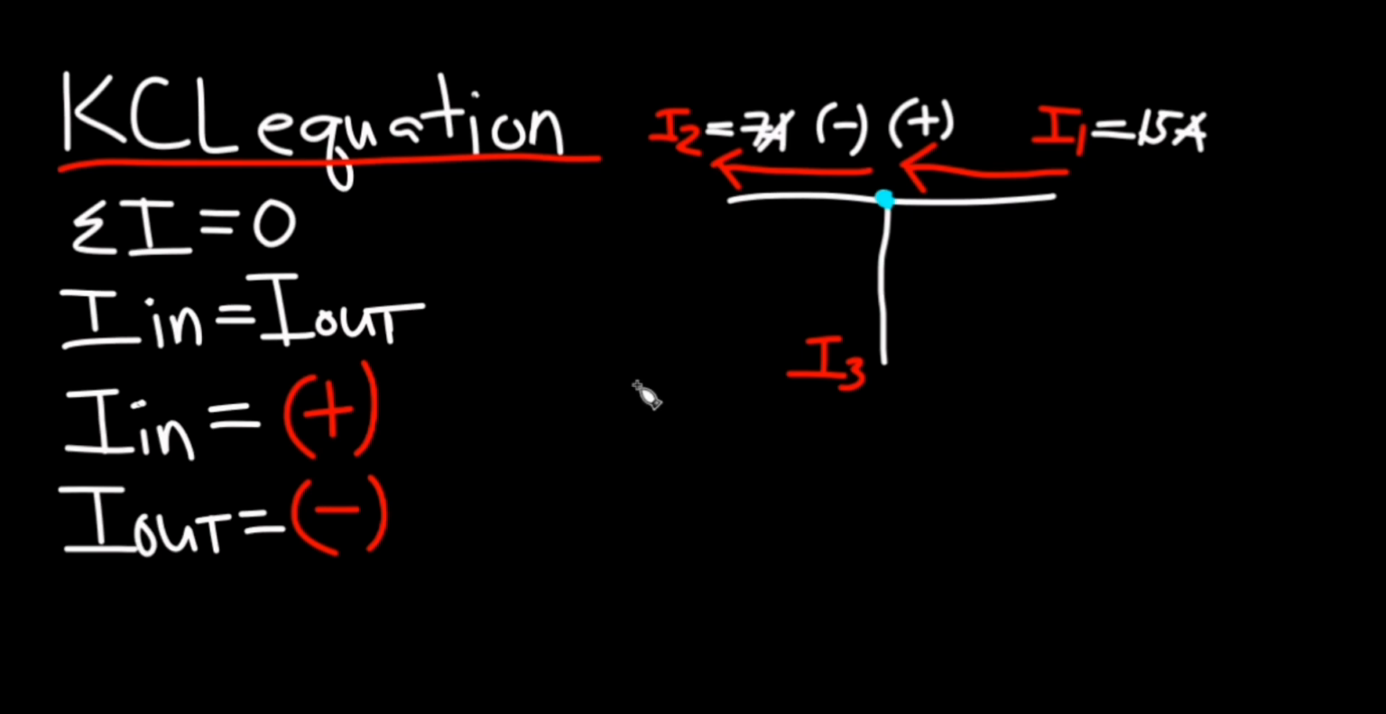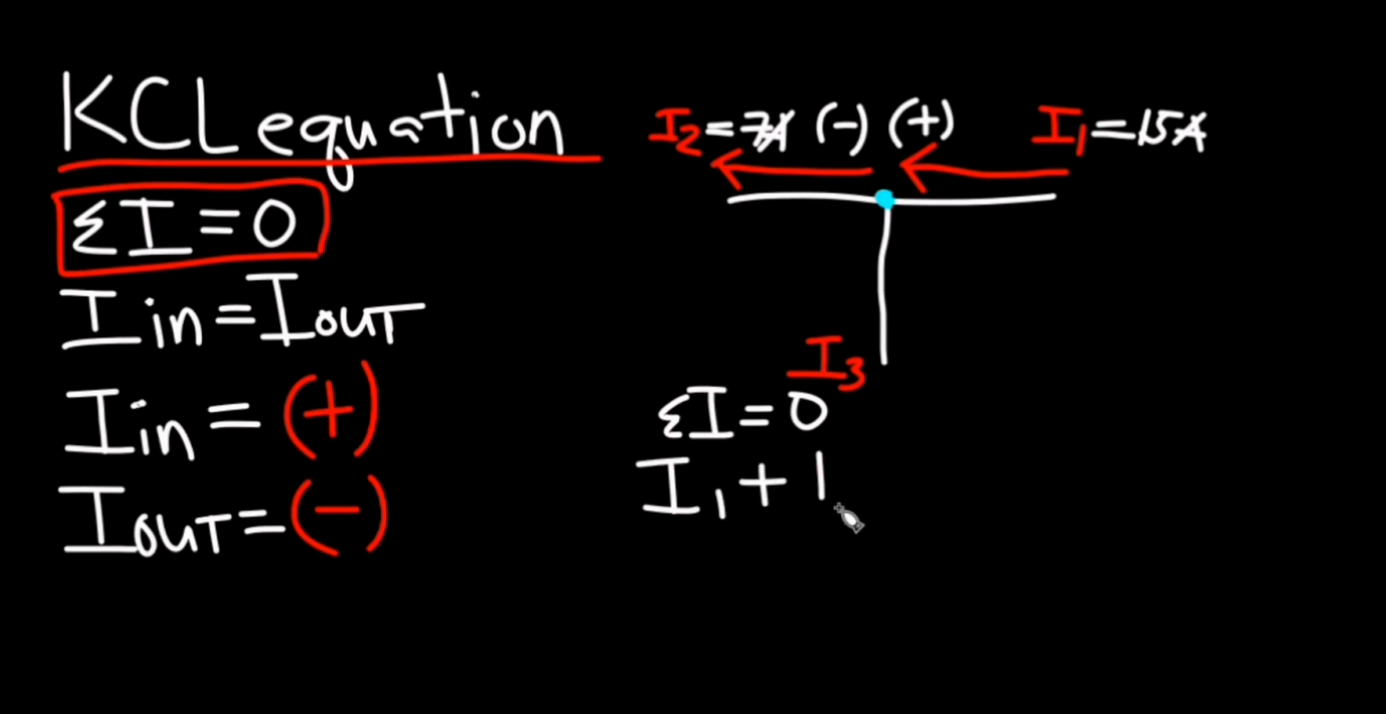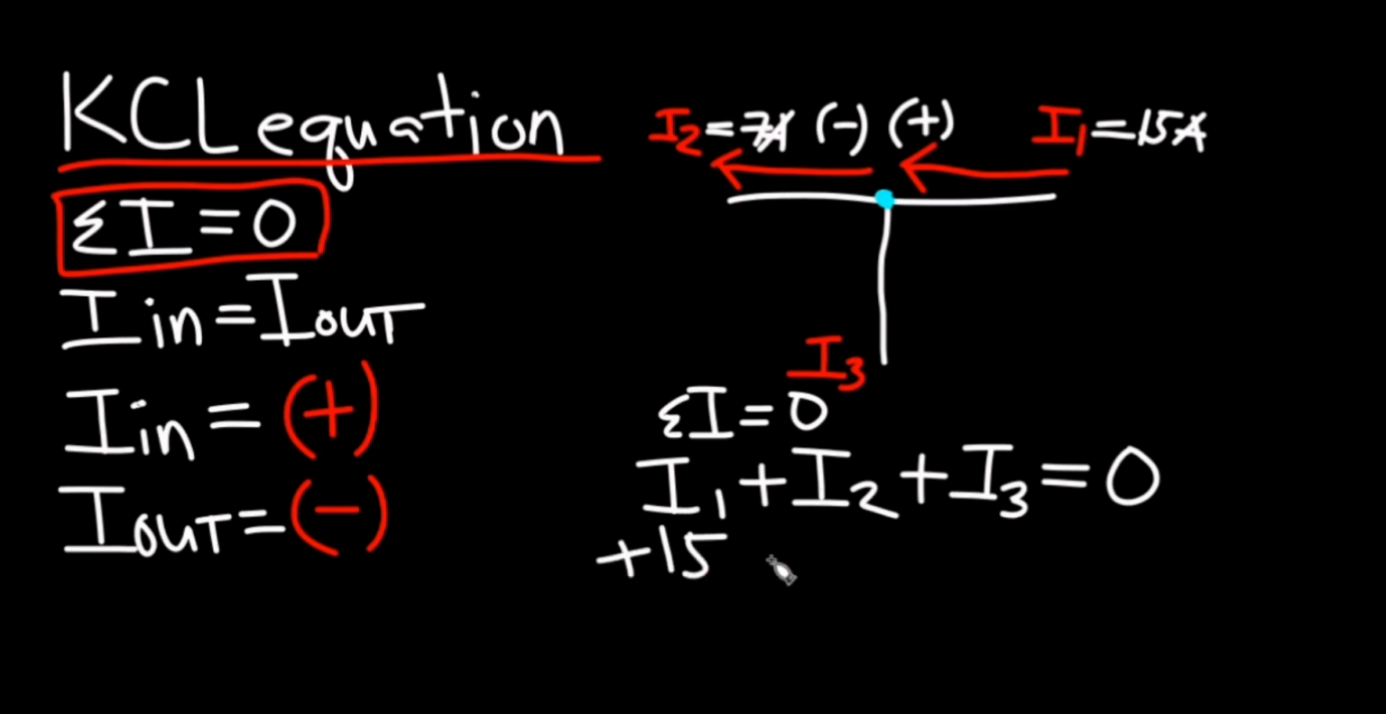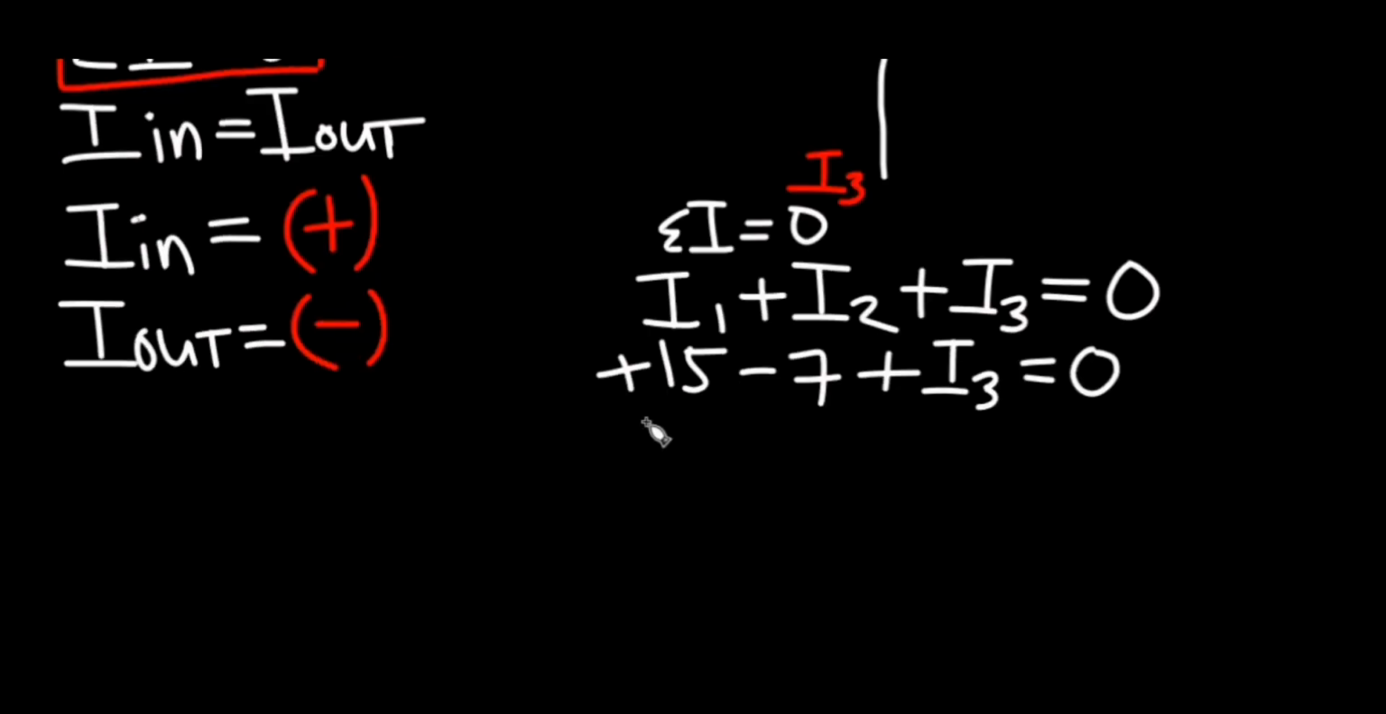So as we know, the sum of all currents in a junction will be equal to zero. Writing it mathematically, it will be I1 plus I2 plus I3, and this will be equated to zero. Substituting the values, I1 will be written as positive 15, since its direction is entering the junction. Then I2 will be negative 7, since it is leaving the junction, plus I3 equals 0. 15 minus 7 is 8. So 8 plus I3 equals 0.